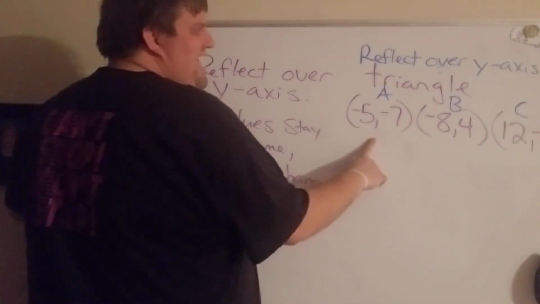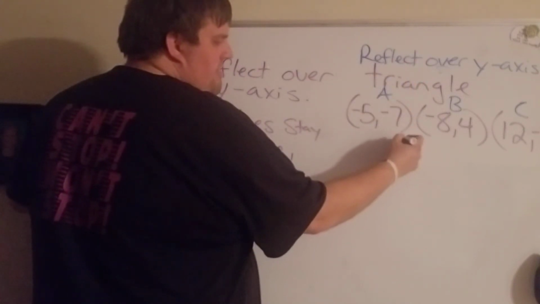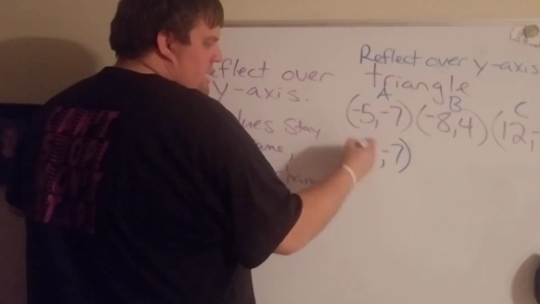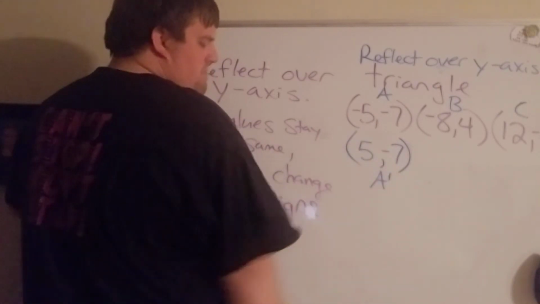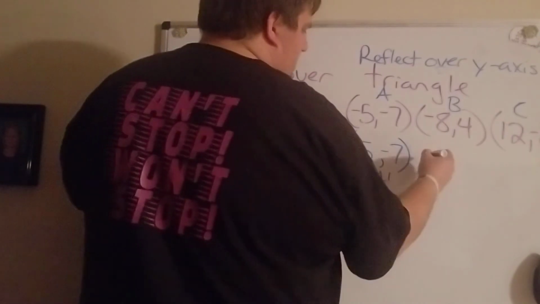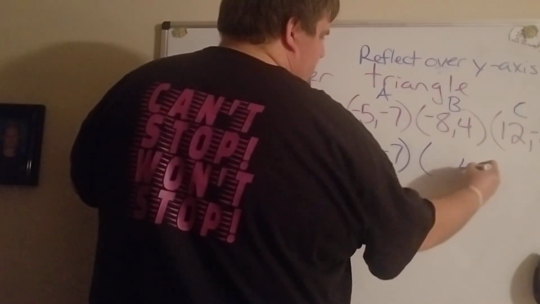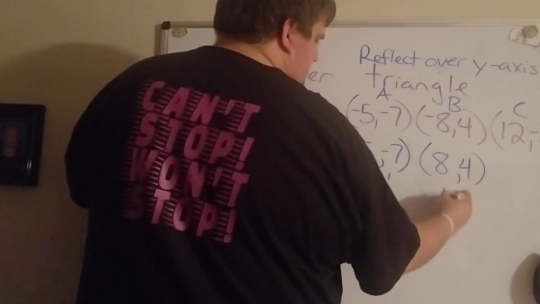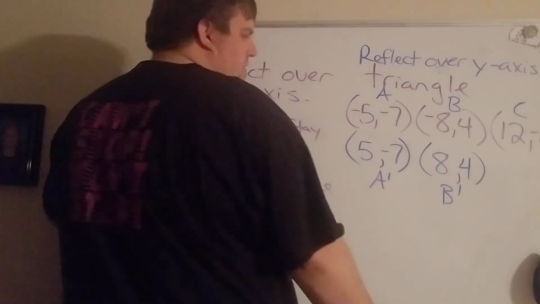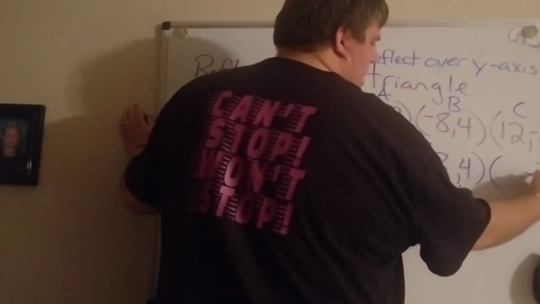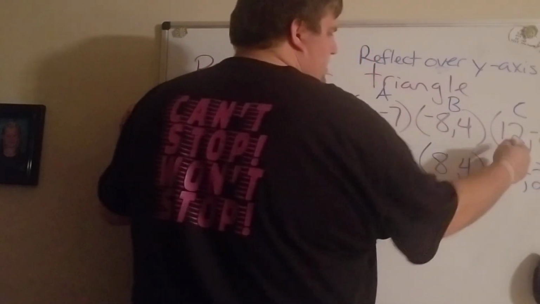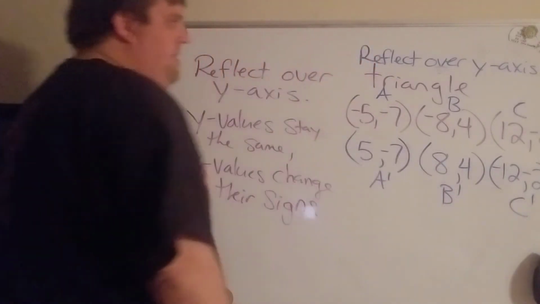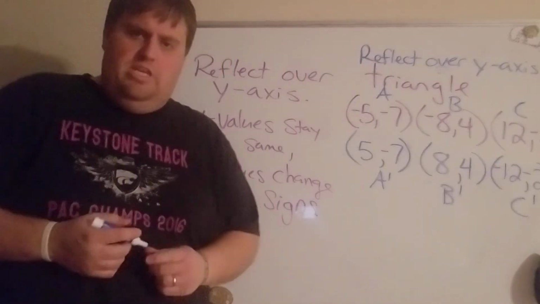So if I look at A, I'm going over y, then y stays the same. -5 is going to change to +5. And that would be A prime. And then I look at B, the y stays the same. The x is -8, it turns to +8. And that's B prime. And then over here at C, the y is going to stay -2. The x is going to turn into -12. That's all you've got to do for reflections. It's pretty easy, right?